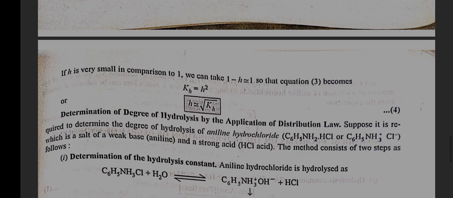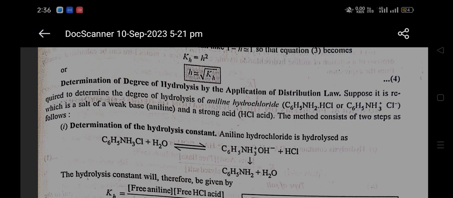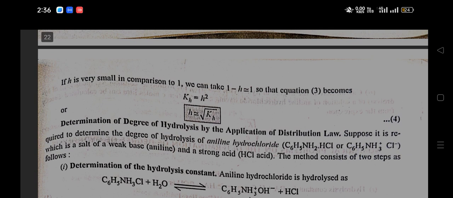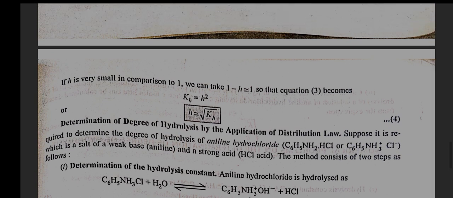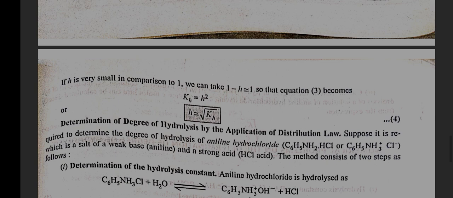If h is very small in comparison to 1, then we take 1 minus h equal to 1. So, the equation becomes Kh is equal to h square, and h is equal to the square root of Kh.